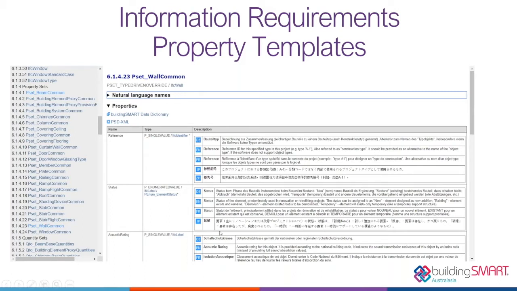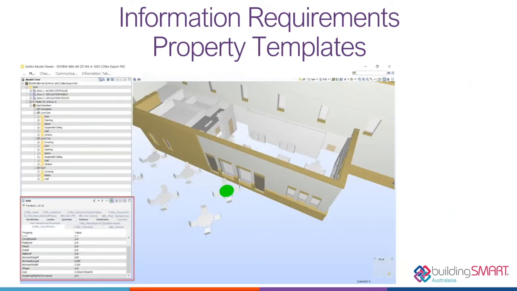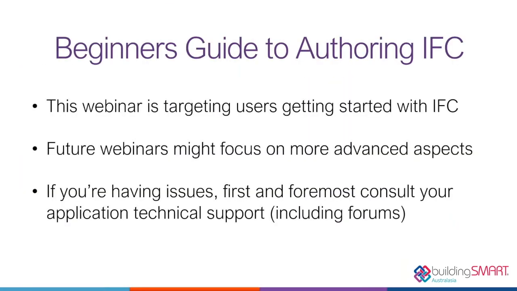As I said, buildingSMART have maintained a global set of agreed common attributes and properties that they'd expect to be within that model. But again, a client or another project participant might define their own information requirements and give you a template describing what are the properties that they expect to see on those objects when you give them the IFC files.